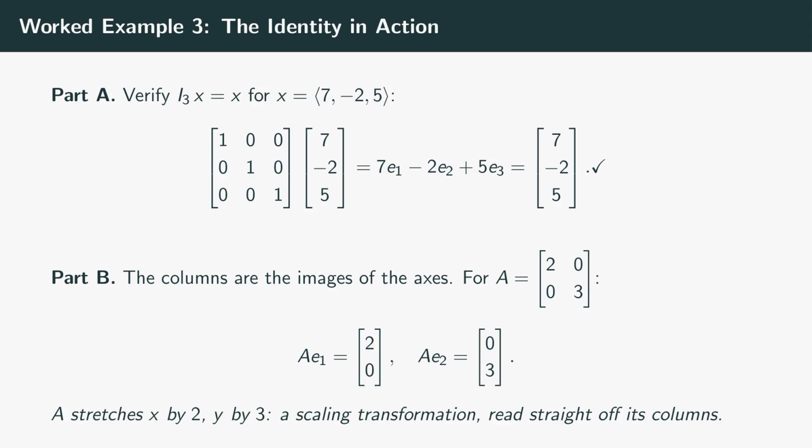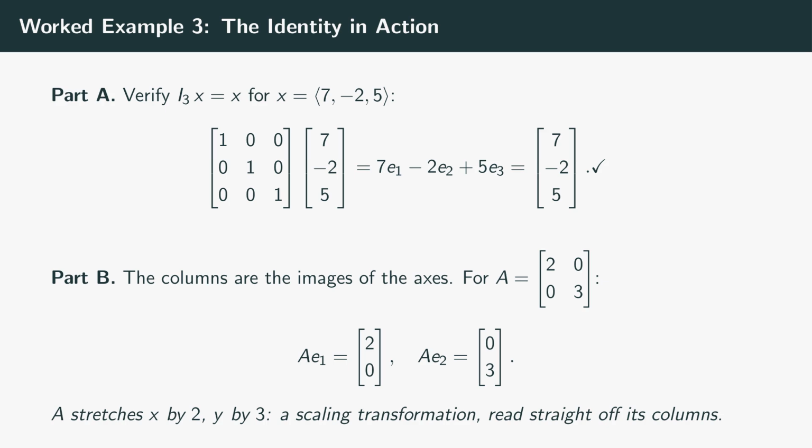Last example, in 2 parts, both showing the column viewpoint pay off. Part A, confirm the identity does nothing. Take the 3 by 3 identity times the vector 7, -2, 5. By the column rule, that is 7 times the first basis vector, minus 2 times the second, plus 5 times the third, which simply reassembles 7, -2, 5. The vector comes out untouched, exactly as promised.